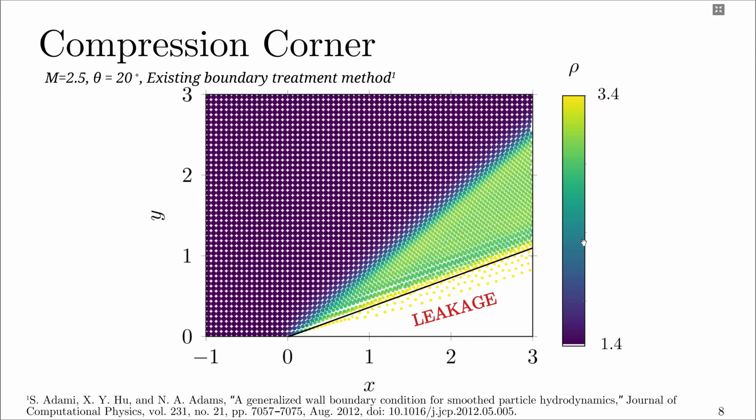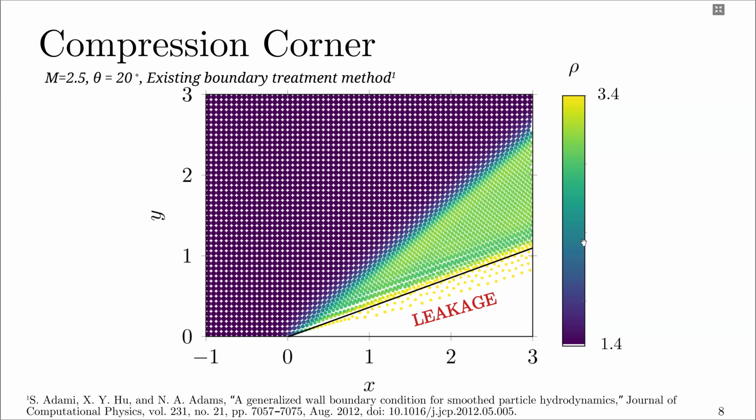So it turns out this does not work for compressible flows. This leads to leakage. Particles leak from the boundary. The problem here is that when we interpolate density, m by rho, which represents the volume that a particle is supposed to occupy, is not consistent with the volume that the ghost particle should actually have.